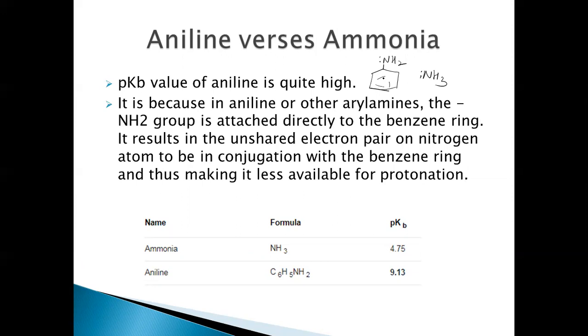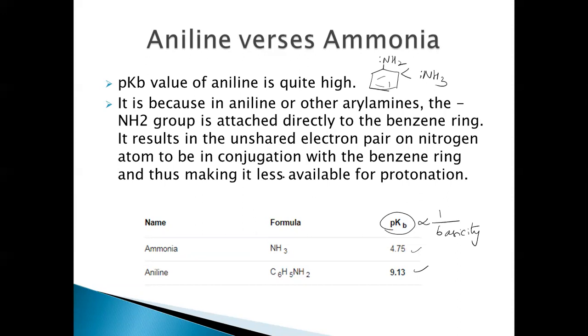Now, let's look at these arylamines, that is aniline, for example. If you look at the pKb values, pKb is nothing but the measure of the basicity, which is inversely proportional to the basicity. The less the pKb, the more basic the compound is. So for example, ammonia has a pKb of 4.75 and aniline 9.13, which means that ammonia is more basic than aniline.